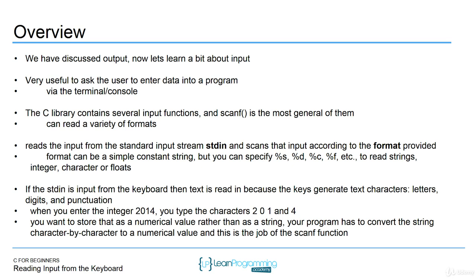If the standard input is the keyboard, which is default, what's going to happen is as you type in text via the keyboard, it's going to take that text, put it into the C program, and it's going to convert that text. And text is things like letters, digits, and punctuation. So even though you're typing in a number, it's still text because it's coming from the keyboard. So if you enter the integer 2014, which is a number, what's essentially happening is you're typing characters 2, 0, 1, and 4. And what will happen is it will send that input to the C program. And if you want to store that data as a number, then you're going to have to convert that data.